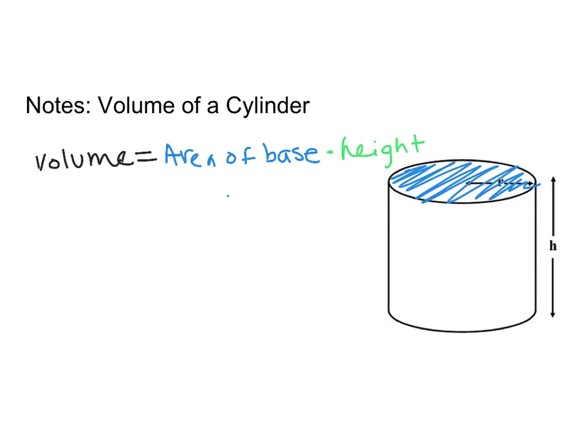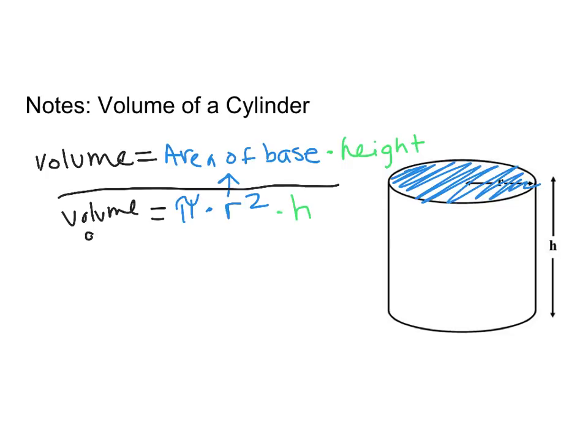So that means that the area of the base is pi times r squared, because the area of a circle is pi times r squared. And so then we take that and multiply it by h for the height. We have one formula for volume of a cylinder where all you have to do is put in a value for r and a value for h. So this is the formula that should be in your notes as volume of a cylinder.